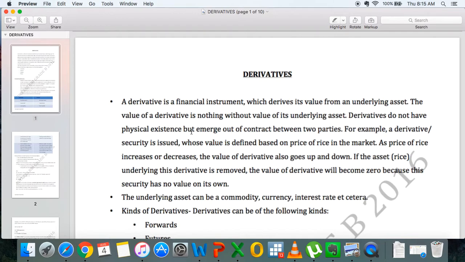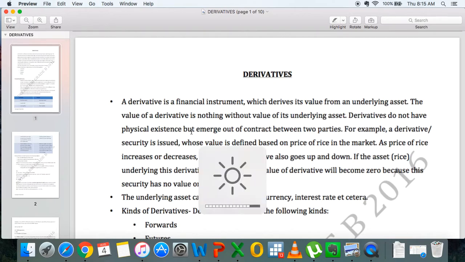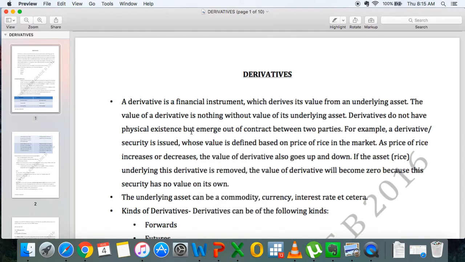Last year there were no questions on derivatives, but we never know because, number one, it's a part of the syllabus, and secondly it's a very important topic. So it's better to do some questions on derivatives than just go blank.